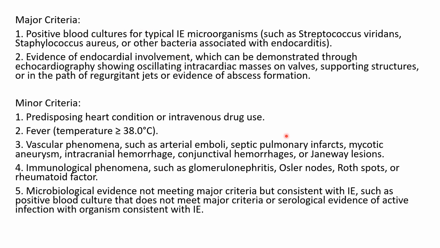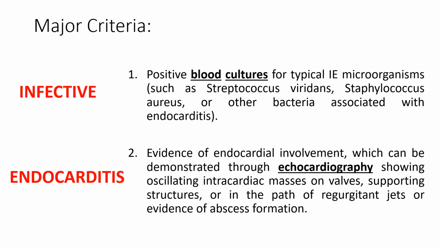In such conditions, sometimes there can be a positive blood culture for some other organisms, which does not meet the major criteria, or there can be serological evidence of active infection with an organism consistent with infective endocarditis. This falls under a minor criteria. Now we'll see each of these criteria in detail.